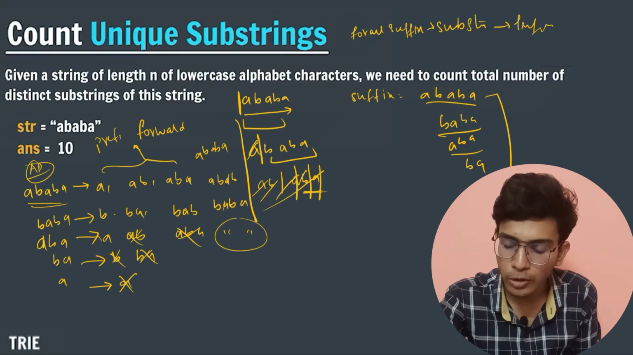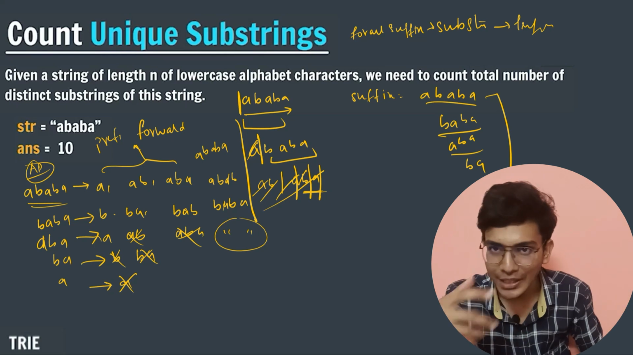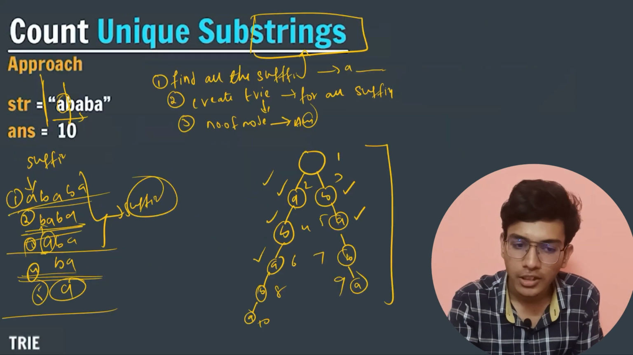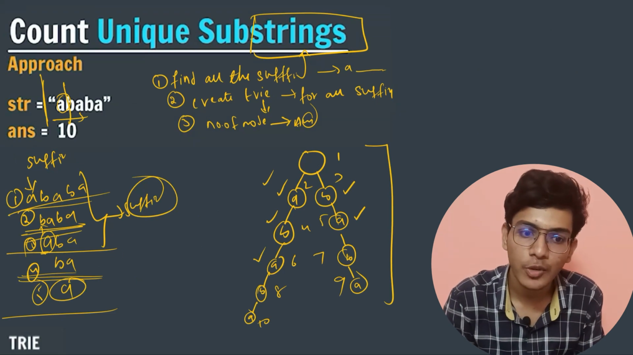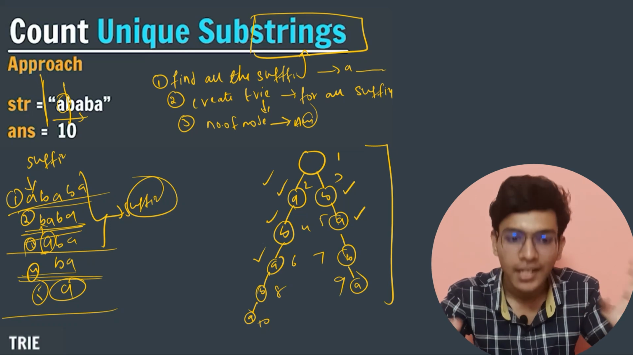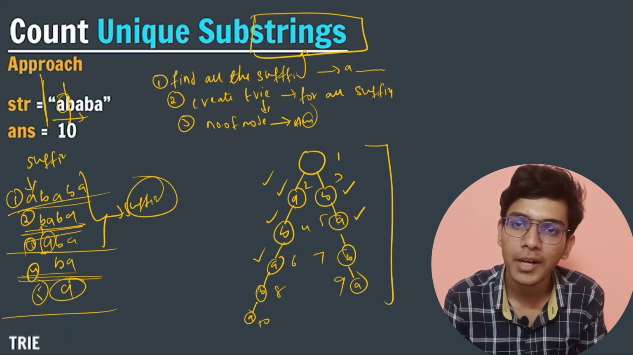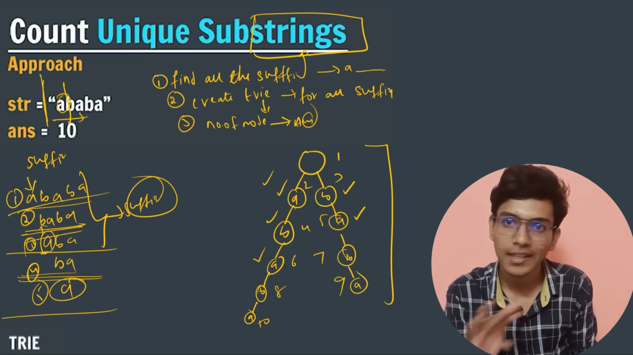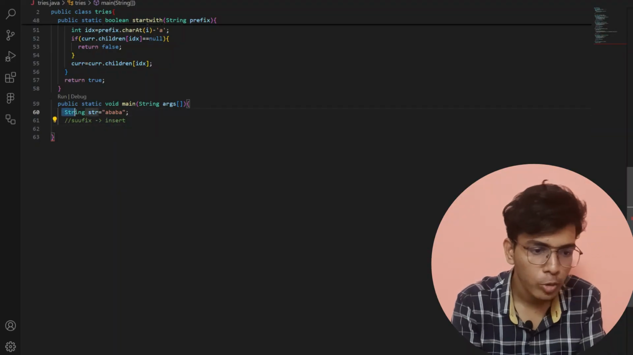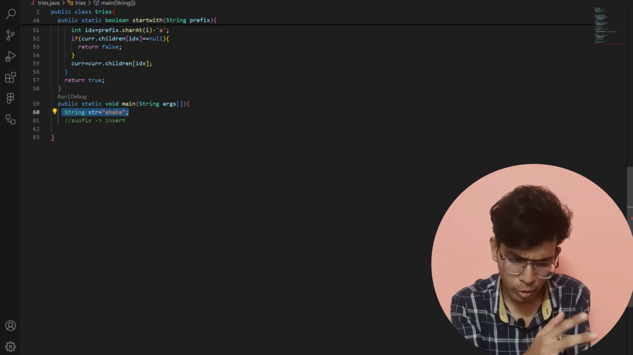Now if you go with brute force, it will become so much more complex. You will calculate some prefixes, store them in an array, and again do some operations. Here using tries, first of all we are calculating suffixes. For the suffixes, I am creating a trie, and the total number of nodes in the trie will become my answer. That's all. This is the approach. I hope you have understood. Now let us code this. In the main program, I have taken the same example which I took in the slide, right?